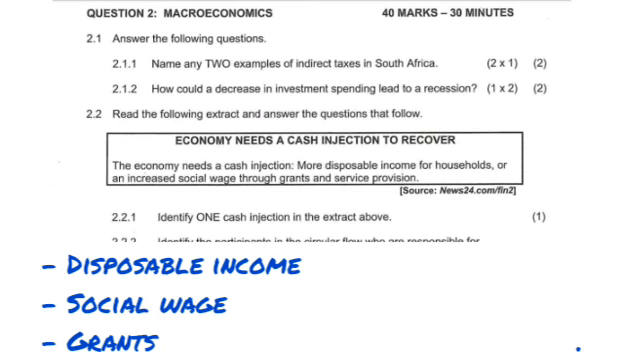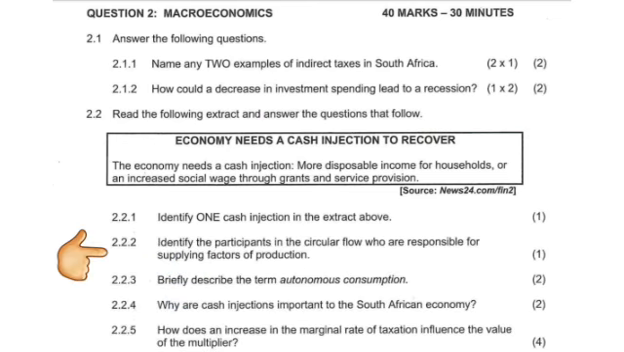In 2.2.2 it says to identify the participants in the circular flow who are responsible for supplying factors of production. Meaning, when businesses are looking for factors of production, who do they go to? So this takes you back to your memory of the circular flow diagram. We know that businesses use the factors of production, but where do they get them from?